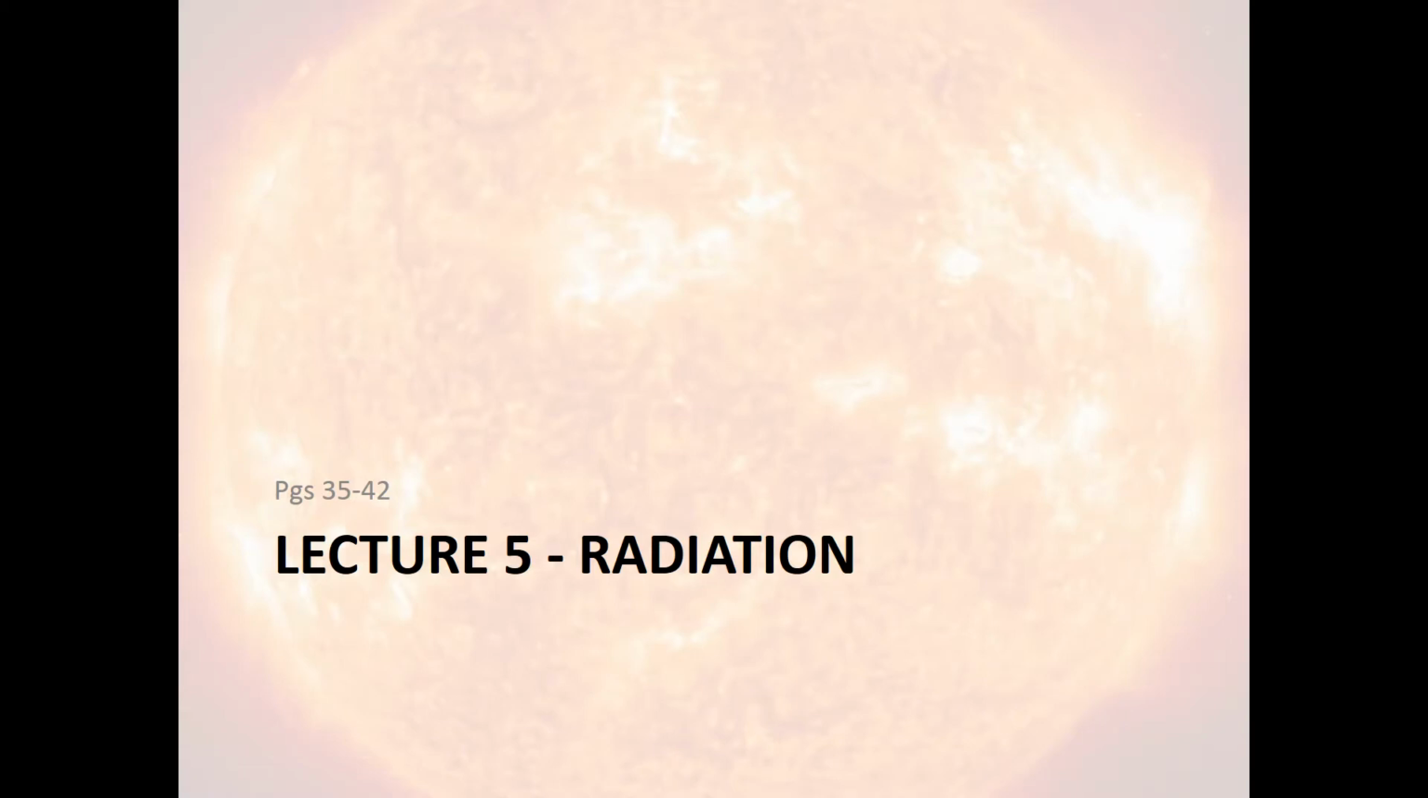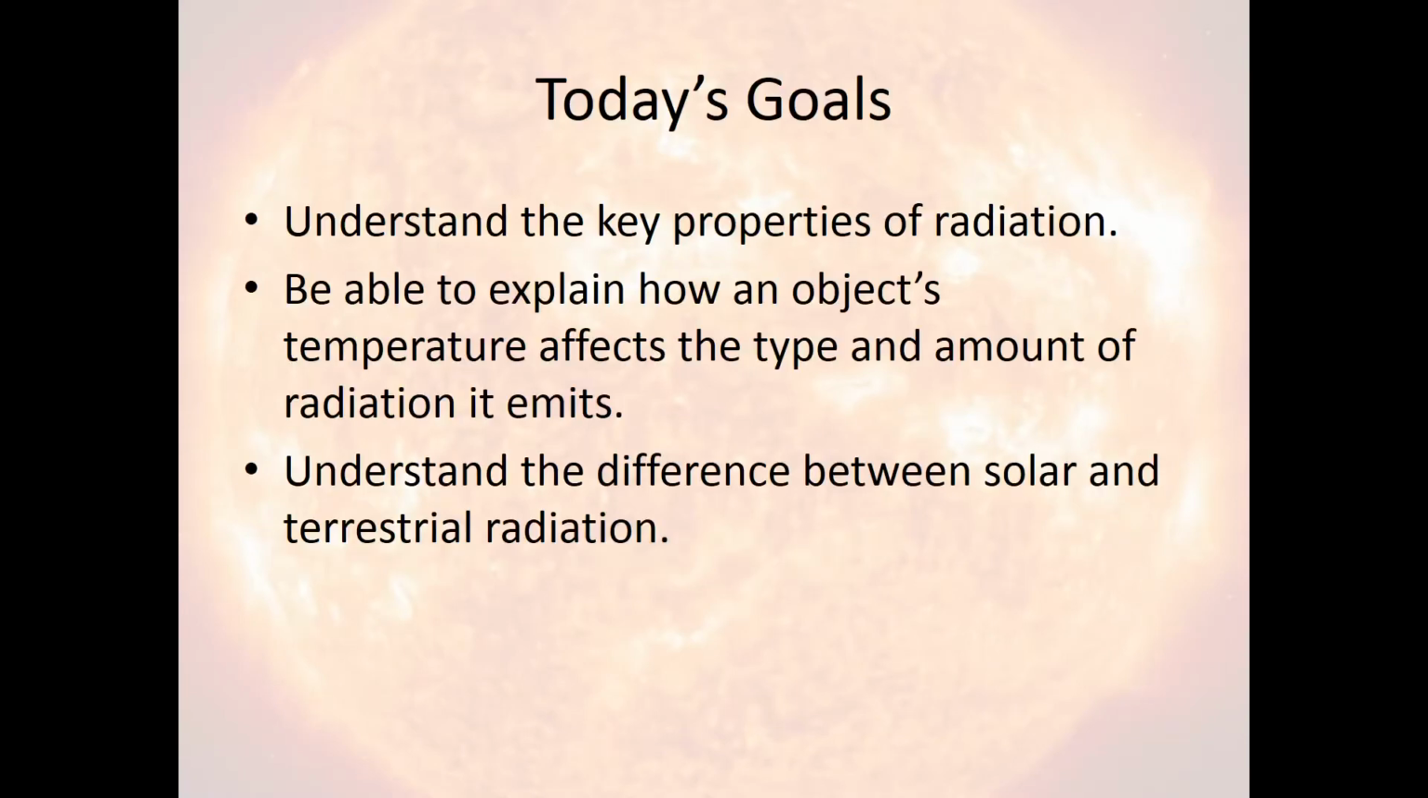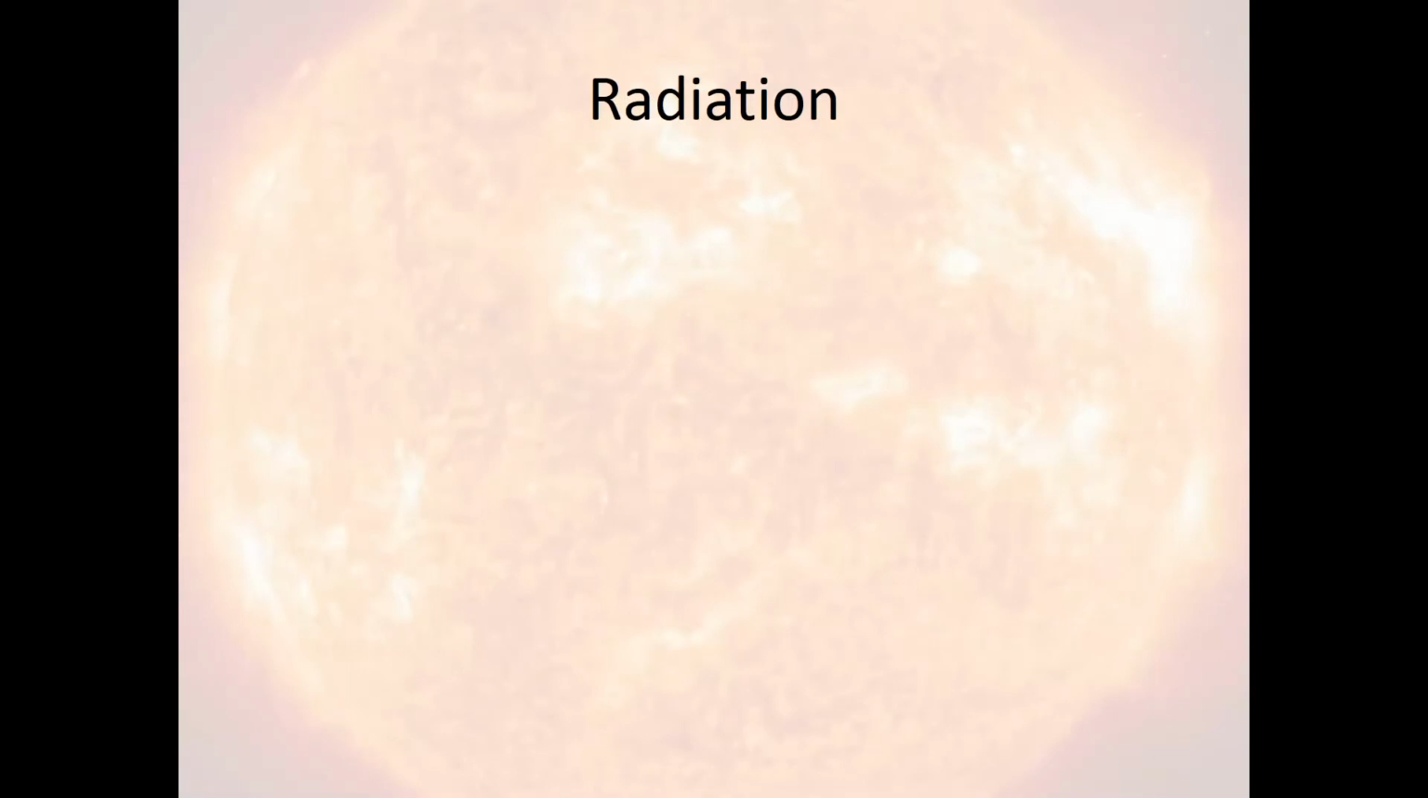Now, a few goals that we have today are to understand the key properties of radiation, to be able to explain how an object's temperature affects the type of radiation it gives off. There's a few key laws there. And then talk a little bit about the type of radiation the sun gives off versus the type of radiation that Earth gives off. And actually even the fact that, yes, the Earth does give off radiation. So let's jump in. So what is radiation to begin with?